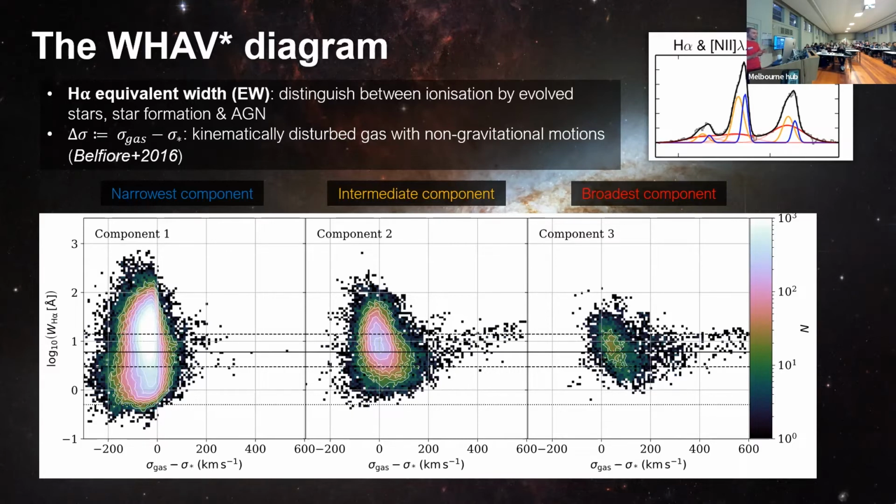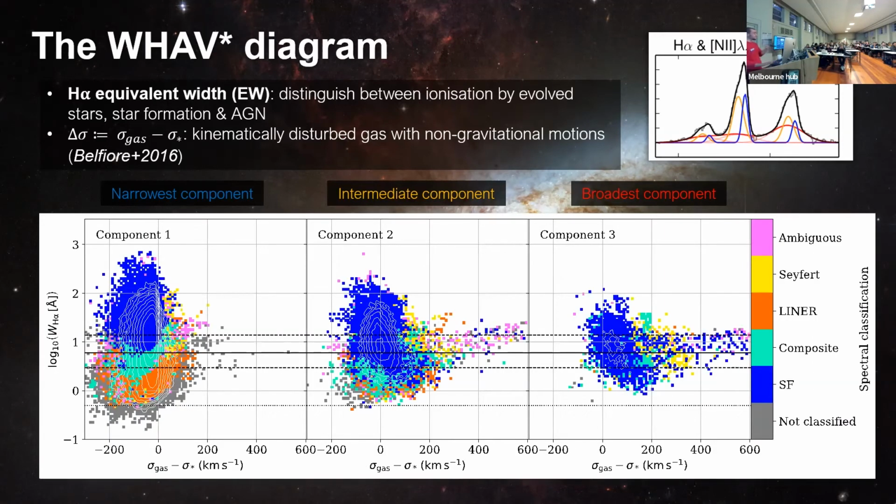To give us an idea of what's actually driving this structure, we can color each of these cells by the median spectral classification of its parent spaxel. And so what we can see, focusing on the component 1 diagram, is that the upper left corner of this diagram is dominated by star-forming spaxels. And as we move down into lower equivalent widths, we pass through a region that is dominated by composite emission. So this is usually attributed to mixing between star formation and AGN, or star formation and ionization by evolved stars.